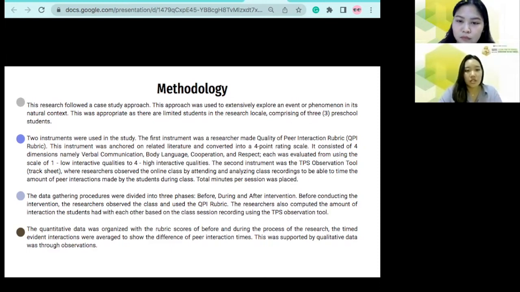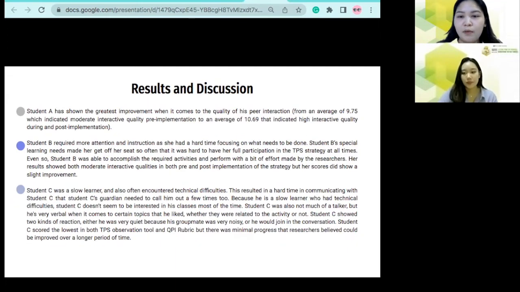After each intervention, researchers observed if the students' peer interaction had been developed on the other days of the week. The quantitative data was organized with the rubric scores of before and during the process of the research. The timed evident interactions were averaged to show the difference of peer interaction times, and this was supported by qualitative data through observations. The next part is the results and discussion.